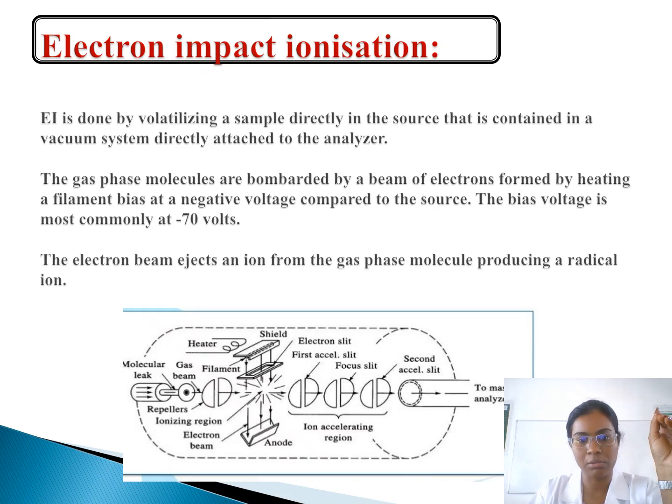In the gas phase, molecules are bombarded with a beam of electrons from a heated filament, biased at a negative voltage compared to the source. The bias voltage is commonly minus 70 volts. The electron beam ejects an electron from the gas phase molecule, producing a radical ion. These are molecular ions. The ions are separated and accelerated, first slowly and then at moderate speed. At final speed, they go to the analyzer to analyze the spectrum.